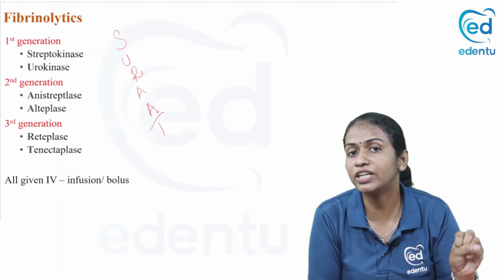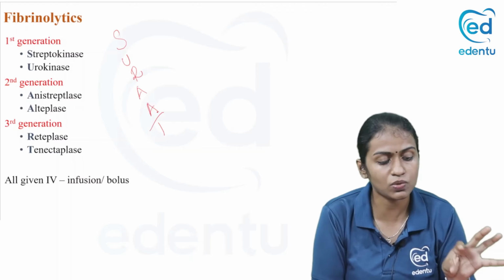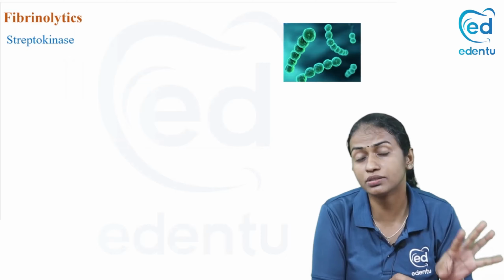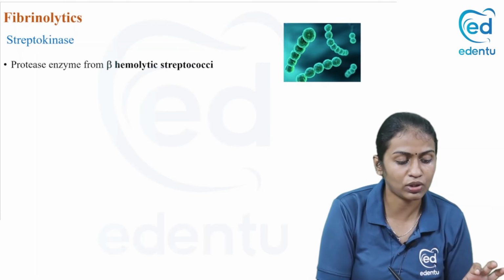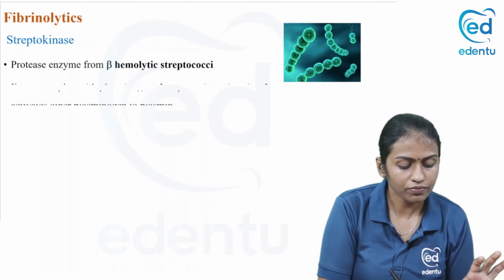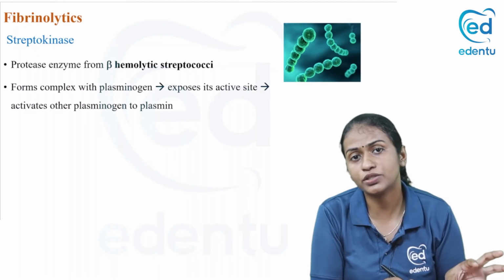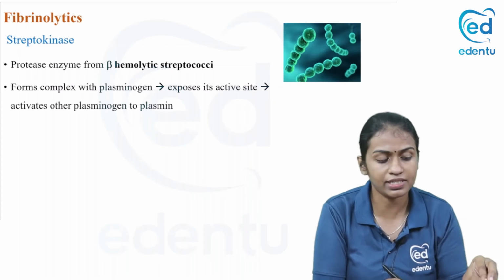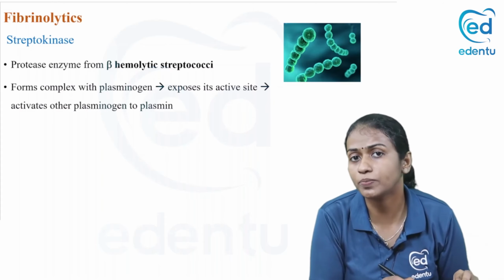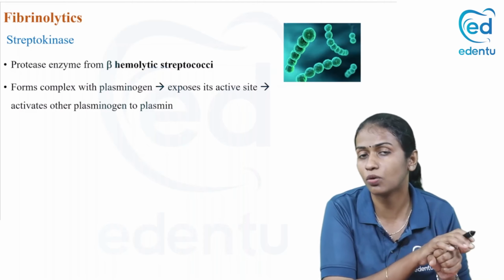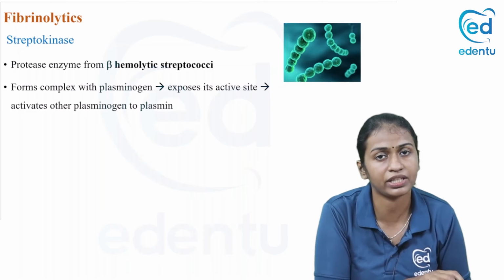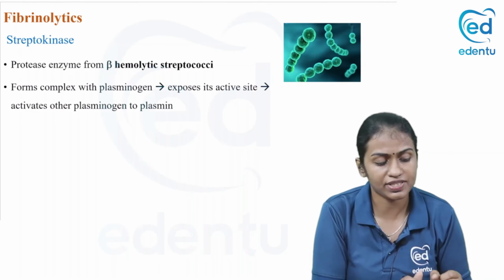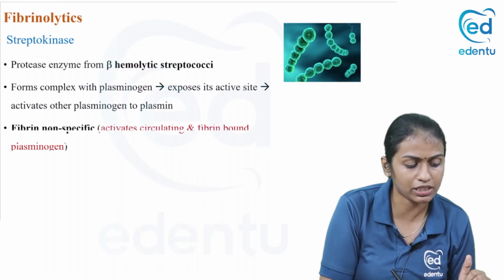Now we need to briefly know about each of these agents. So first we'll start with streptokinase. Any guess from where we get streptokinase? It is from beta hemolytic streptococci. Okay. It is a protease enzyme. What does it do? It forms a complex with plasminogen, exposes its active site and activates plasminogen to plasmin. So it has to first form a complex. It is not a direct plasminogen activator. It first has to form a complex and that exposes the active site and activates other plasminogen to plasmin.